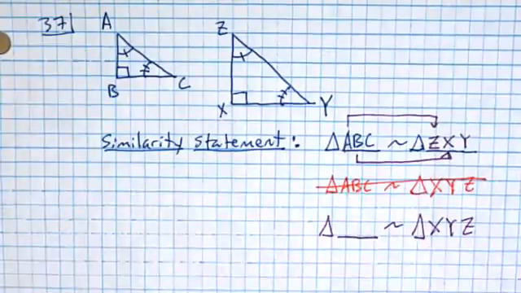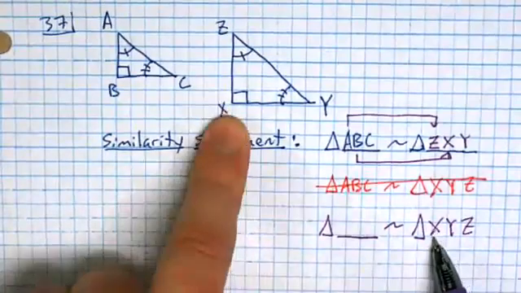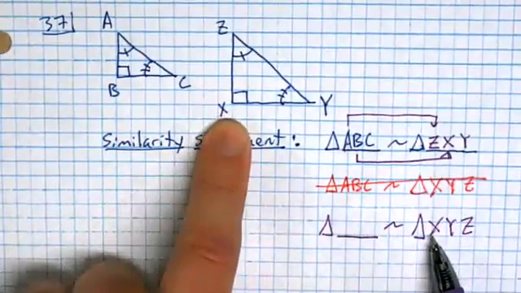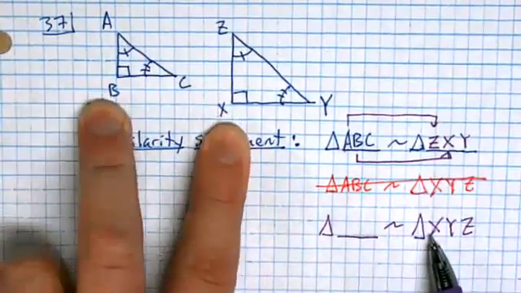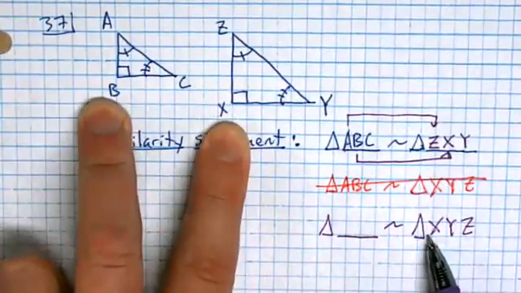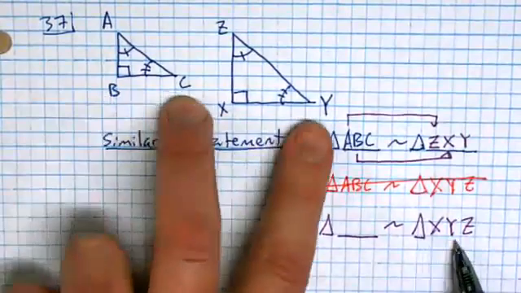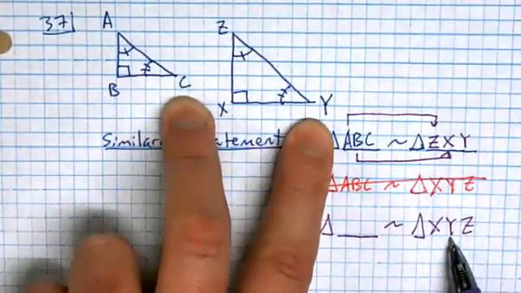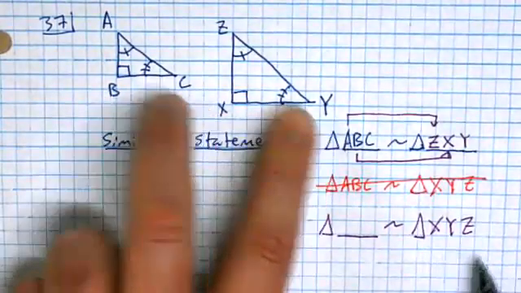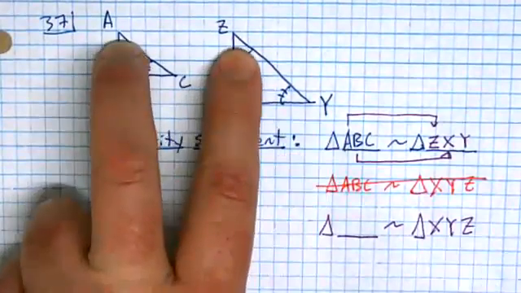So if we want X to come first here, then think what needs to come first in my other triangle that would match up with X. If we want Y to come first or come second, then what needs to come second? If we want Z to come last, what needs to come last?